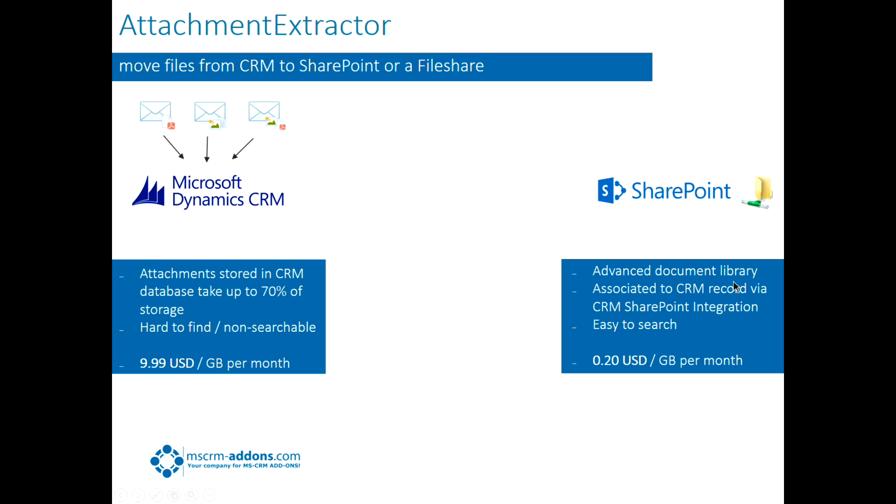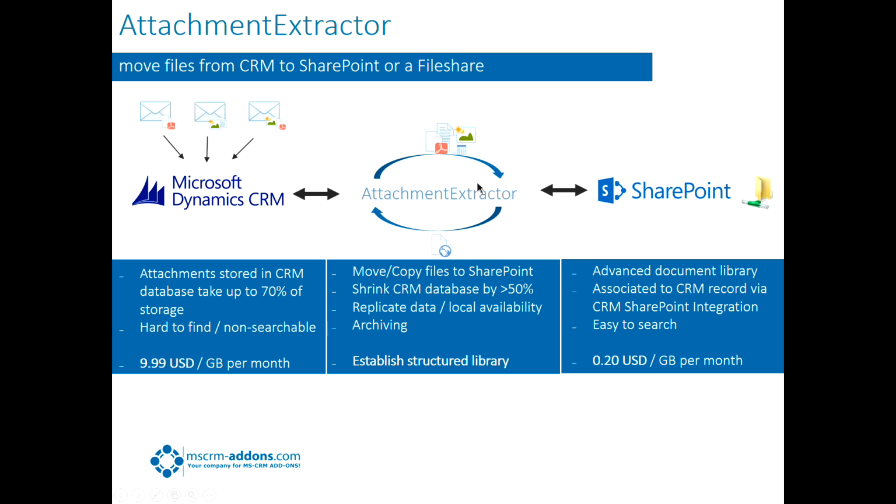On the other side of the spectrum, we have SharePoint. SharePoint is that advanced document library. It associates to the CRM record via the CRM SharePoint integration. It's really easy to search. And the cost on that is about 20 cents a month per gig. So how do we get these two to work together? Well, we have AttachmentExtractor. That sits in the middle between the two.